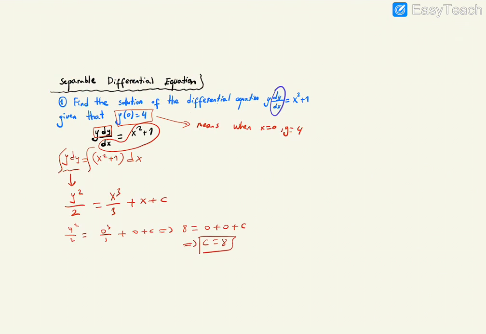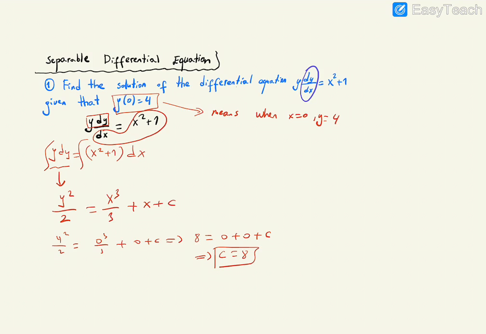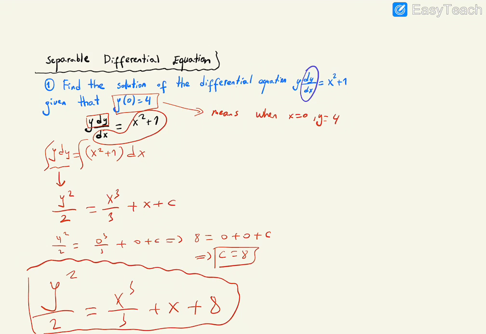So let's write this in this form. y squared over 2 equal to x to the power of 3 over 3 plus x plus 8. That's it. It doesn't say to write in the form of y equal to f of x, right? It just says find the solution of the differential equation. It means get the c, so we get the c and write it in terms of x and y.